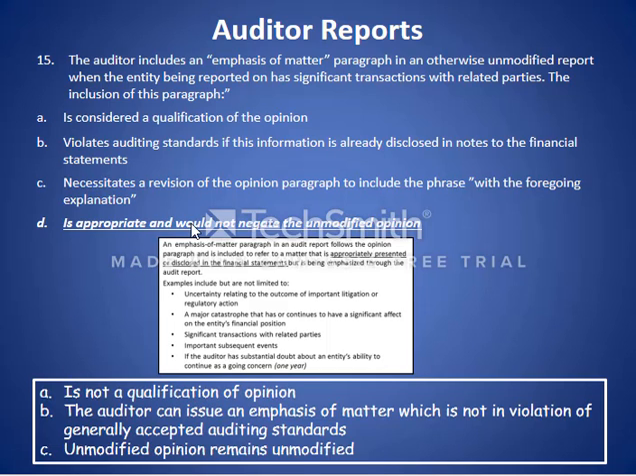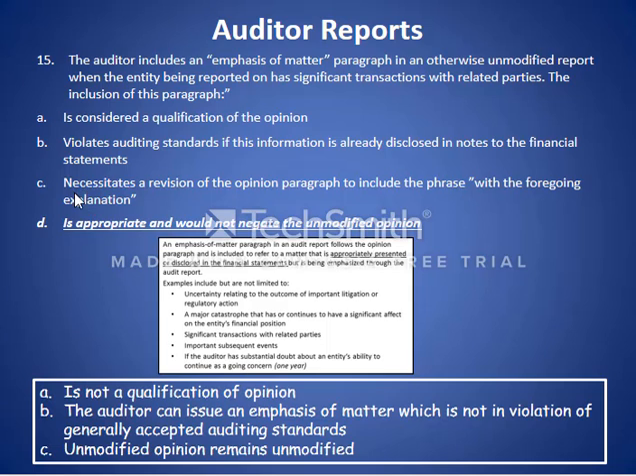B violates auditing standards if this information is already disclosed in the notes of the financial statements. And that isn't true, because we know an emphasis of matter paragraph is utilized to refer to the information disclosed in the financial statements. So that is basically not in violation. We take a look at C.